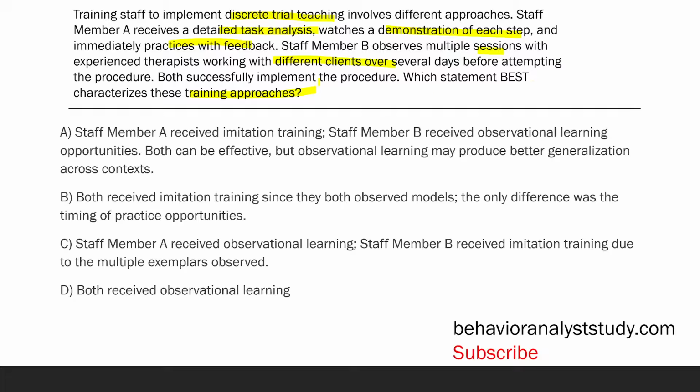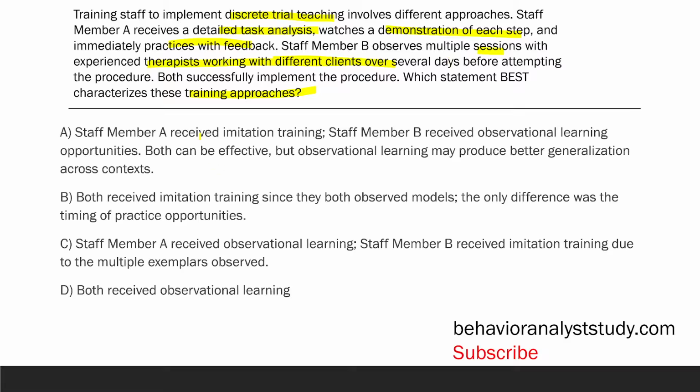Okay, so not a lot to go by, but what does it appear staff member A is doing if they're getting a task analysis, watching a demonstration, and then immediately practicing with feedback? It seems like they're trying to model, right, or imitate what is happening. Whereas B, they're observing other therapists working with different clients before attempting the procedure. And this goes on for several days. So we have a situation where it's immediate and a situation where it may not be.